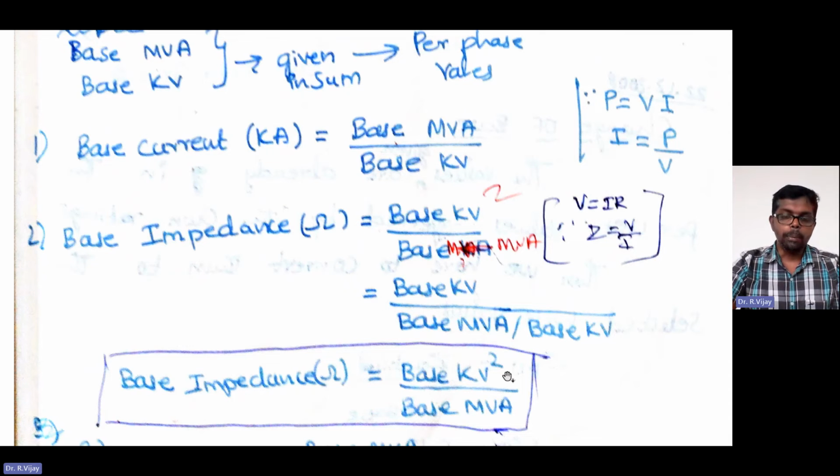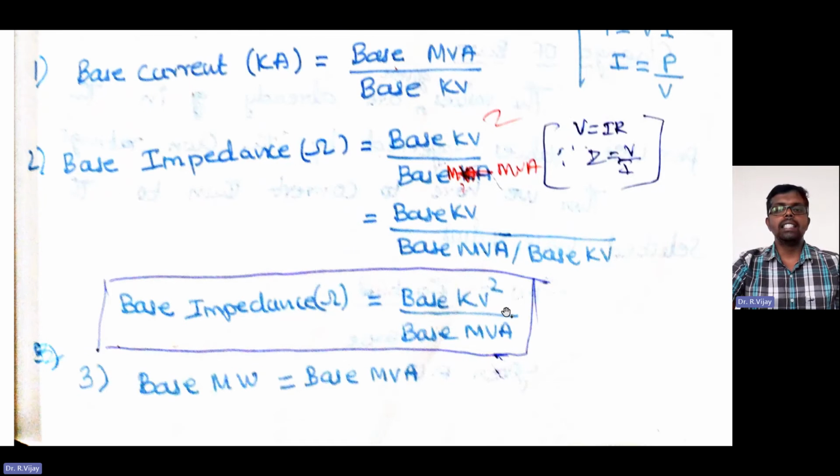So this you need to remember. If you don't remember also, no issues. You can derive it with the formula you already know, that is Z equal to V by I, and I is equal to P by V. If you substitute that, automatically you will get this solution. But if you remember, the time for solving this problem might be the same. That is base impedance equal to base kilovolt square divided by base MVA. So this you need to remember.